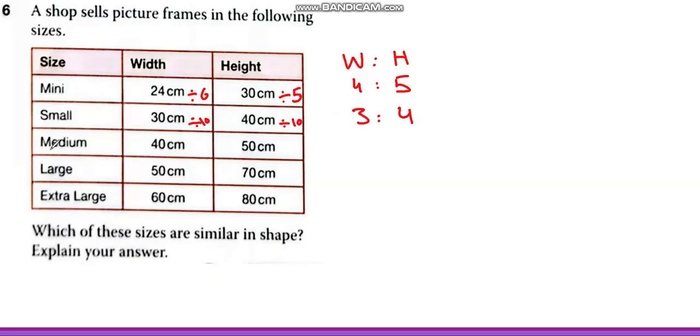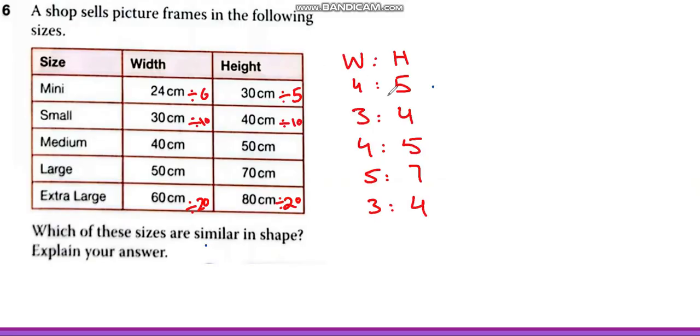In the medium size, the width to height ratio should be 4 and 5. Again, we are dividing by 10. In the large size, the width to height ratio should be 5 and 7. And in extra large size, the width to height ratio should be 3 and 4. Because here we can divide by 20, meaning 20 is the highest common factor, so it will give us 3, 4.